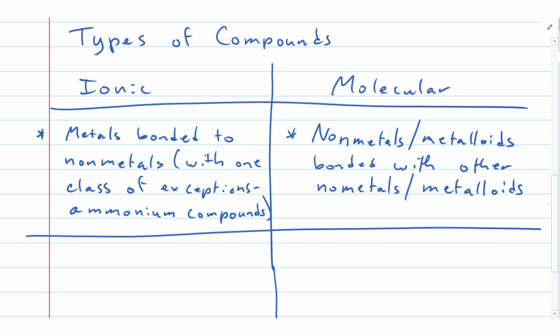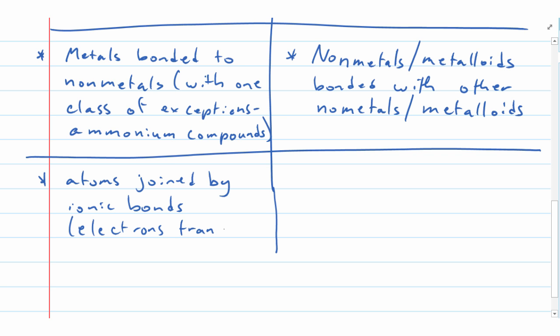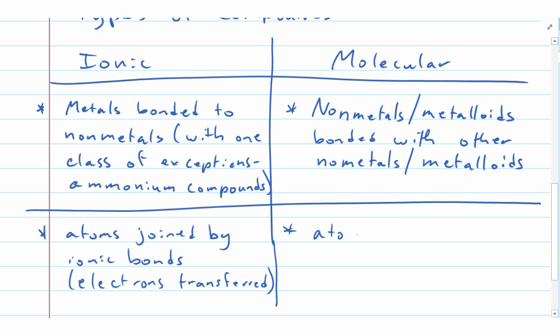Then, another distinguishing characteristic of these is we see that the atoms are joined by ionic bonds in ionic compounds, and when this happens we say that electrons are transferred. Whereas in molecular compounds, the atoms are joined by covalent bonds. And when they're joined by covalent bonds, then we say that the electrons are shared.